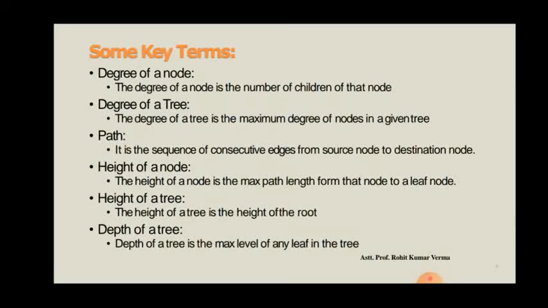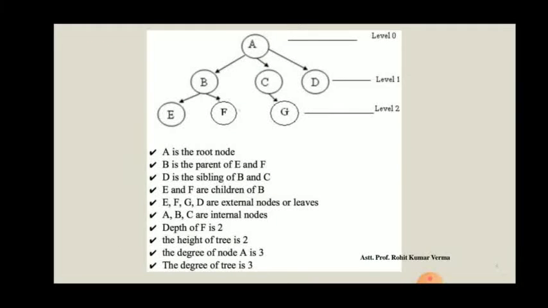Then, dear students, you have to remember the degree of a node. What is the degree of a node? The degree of a node is the number of children of that node. If we take the example of node A, the number of children that node A contains is 3. So the degree of node A is 3. This is clear. For node B, the number of children is 2, so the degree of node B is 2.